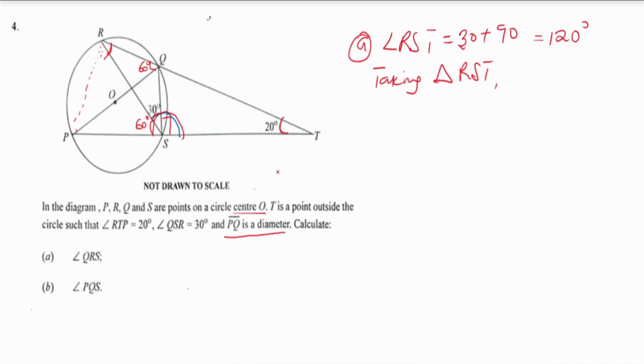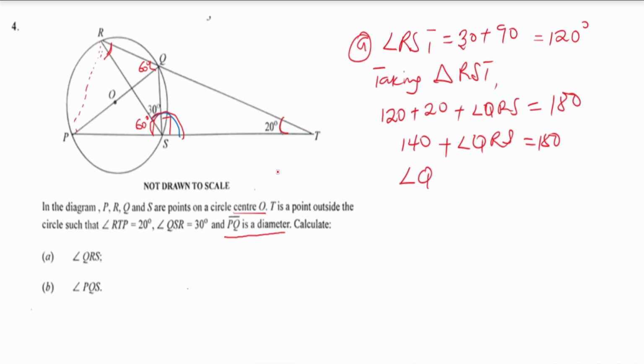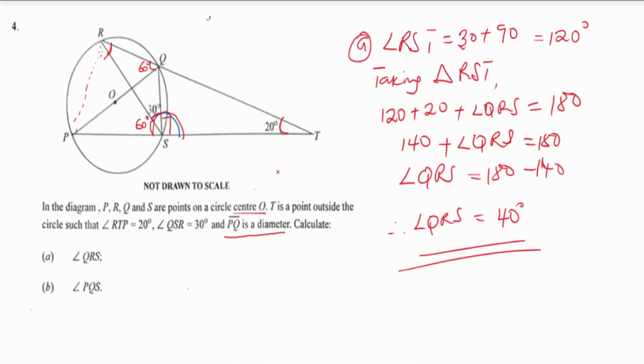So now taking triangle RST, this angle plus this angle plus the angle we are working on should give us 180 degrees, which is the triangle sum theorem, or the sum of angles in a triangle. And then 120 plus 20 is 140. So 140 plus angle QRS equals 180. And that means that angle QRS will be equal to 180 minus 140. And therefore, angle QRS equals 40 degrees. So that is the A part.